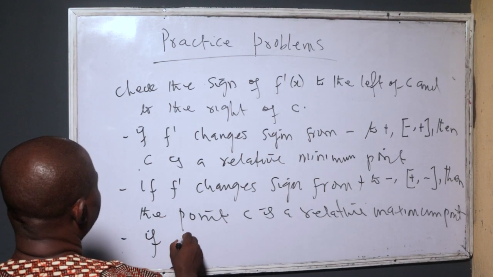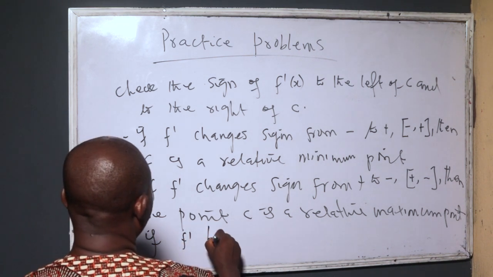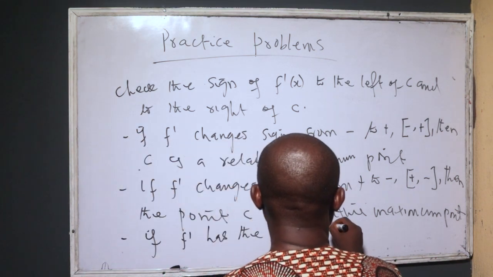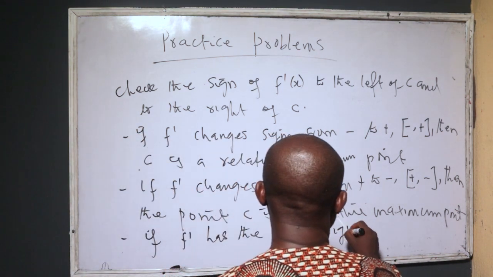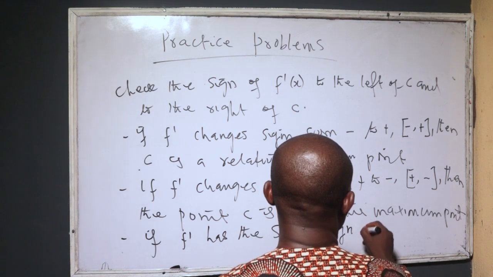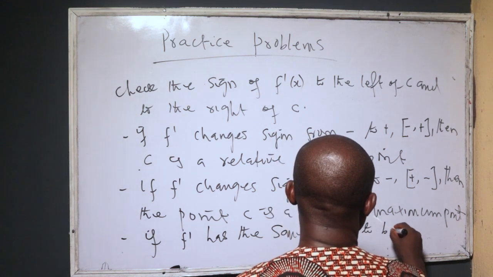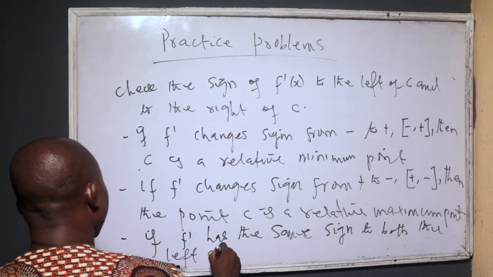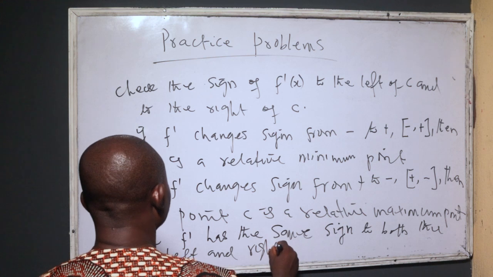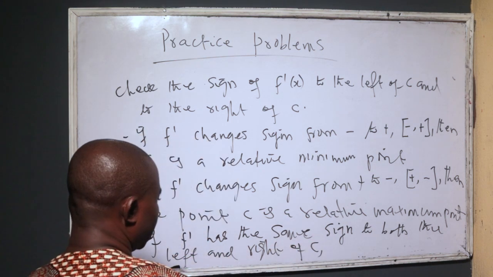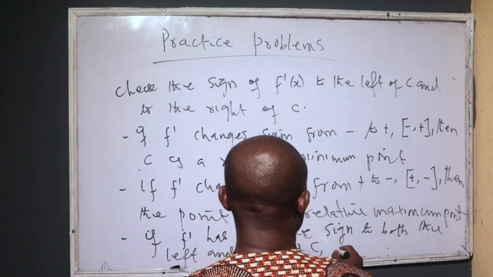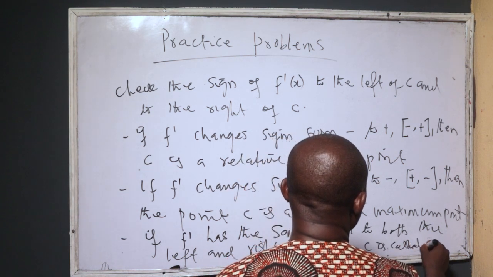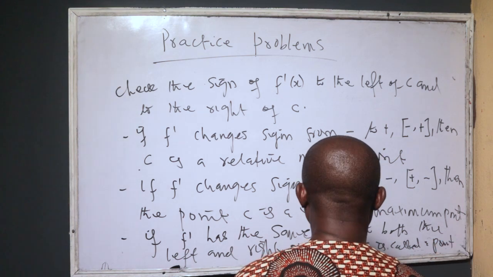If f prime has the same sign to both the left and right of C, when this happens, we say that the point C is called a point of inflection.